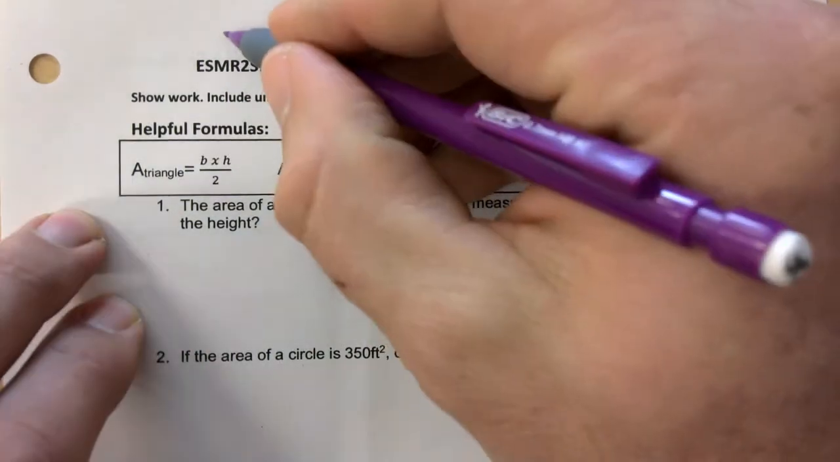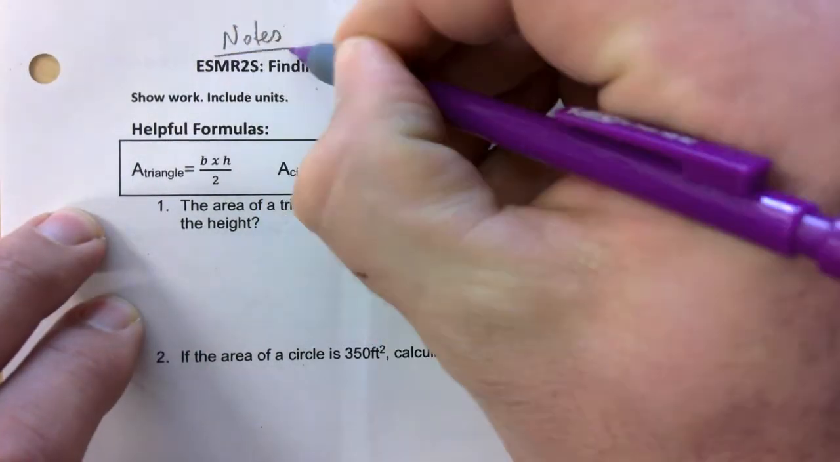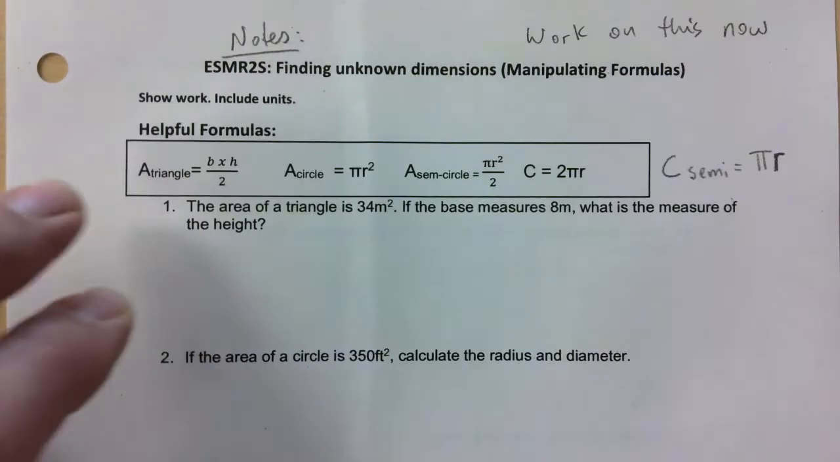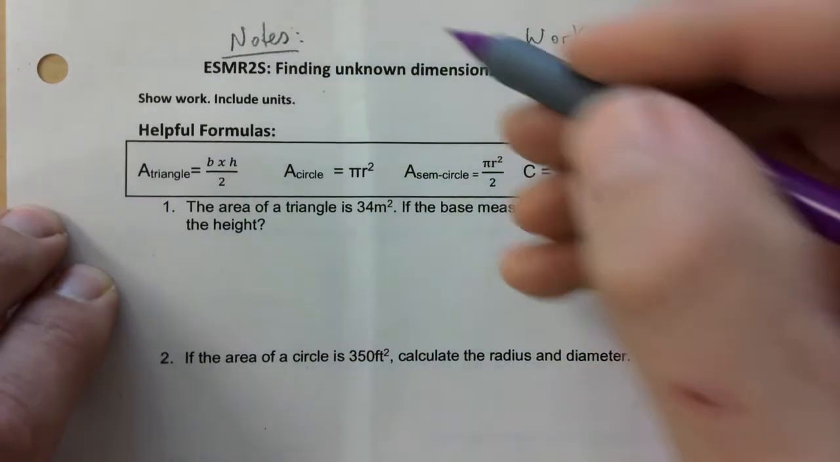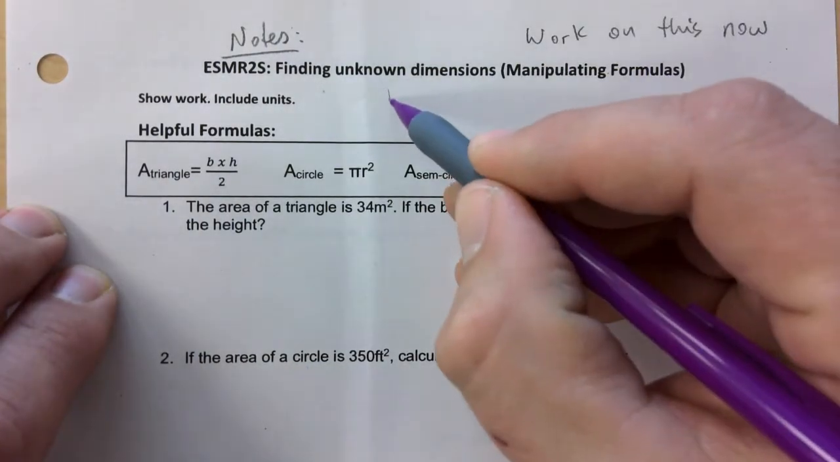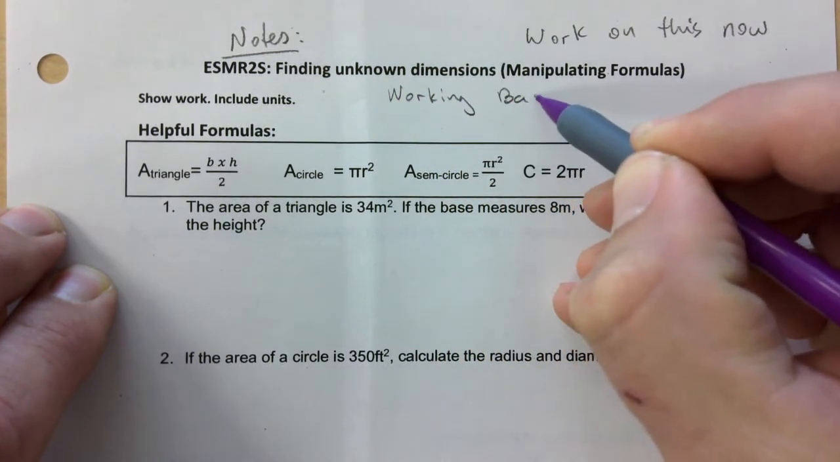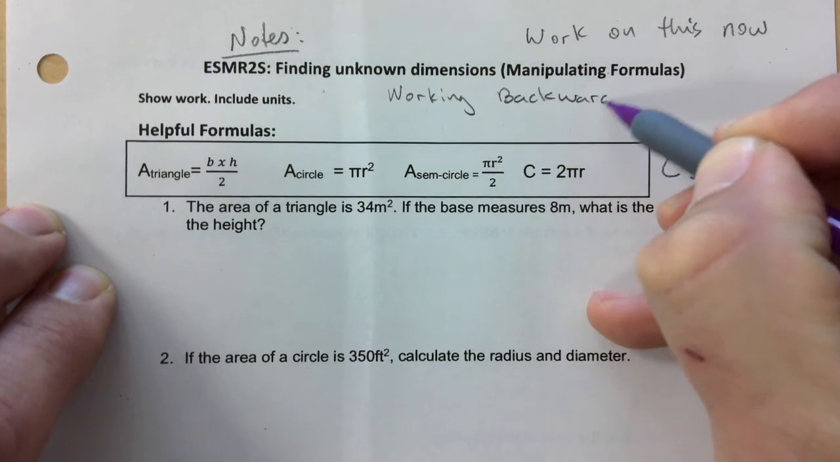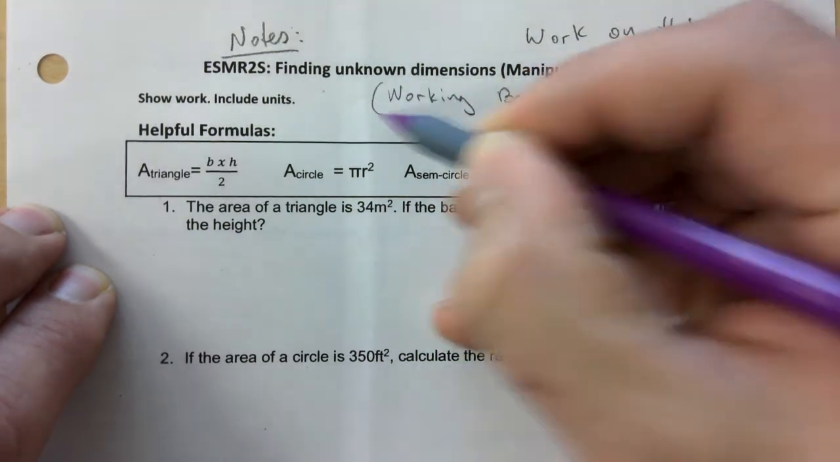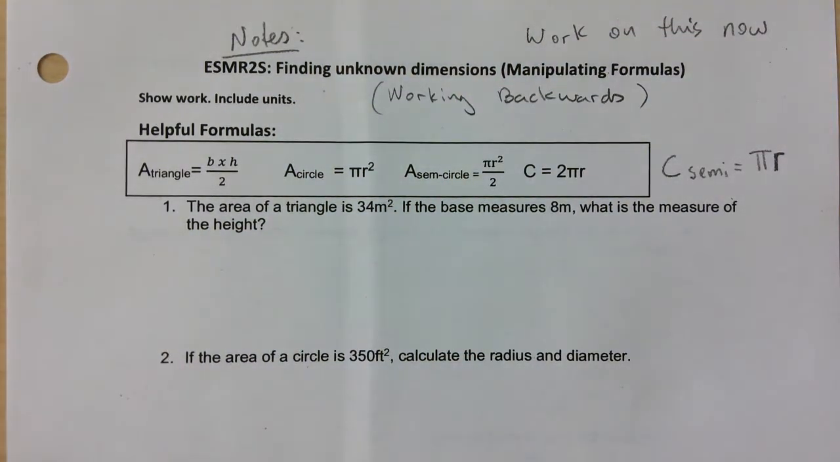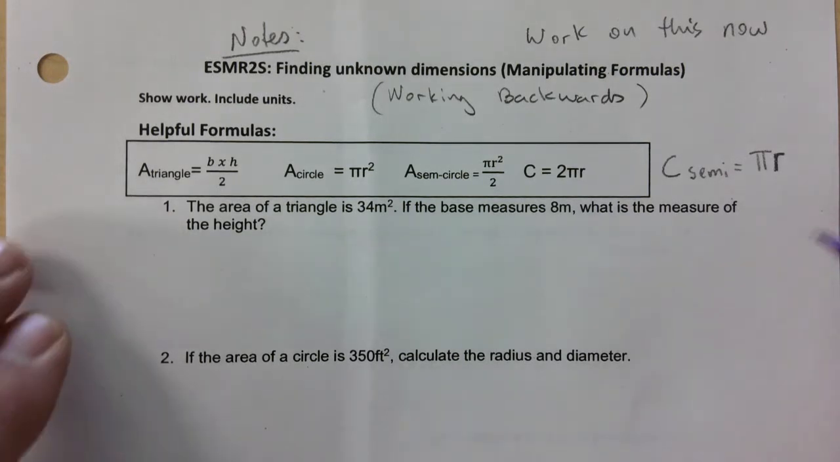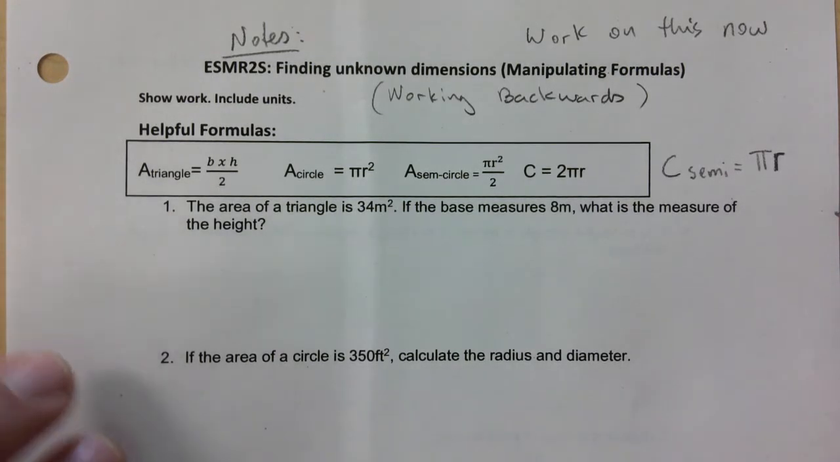Okay, this should be part of your notes. Add this to your notes, and we're going to call this working backwards. You're working from an area or from a circumference or perimeter backwards to find the dimensions of your shape in question, right?